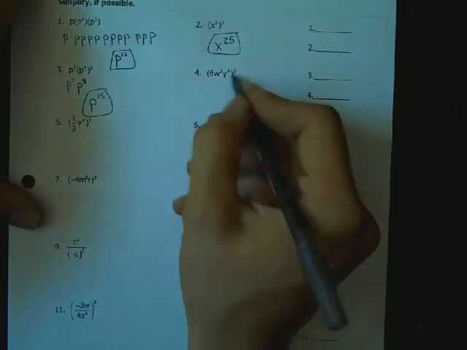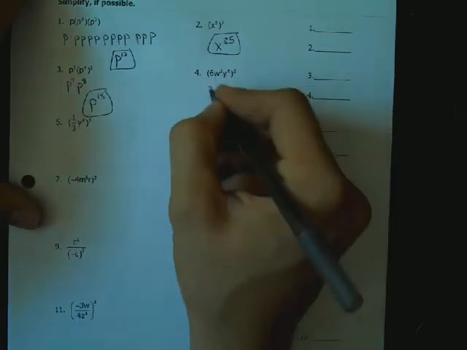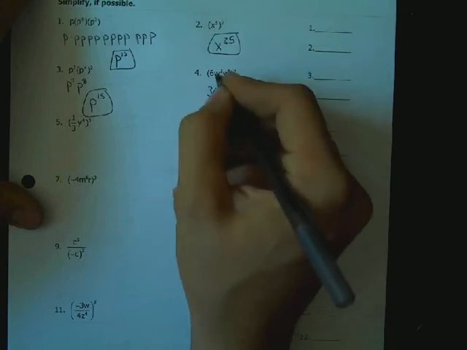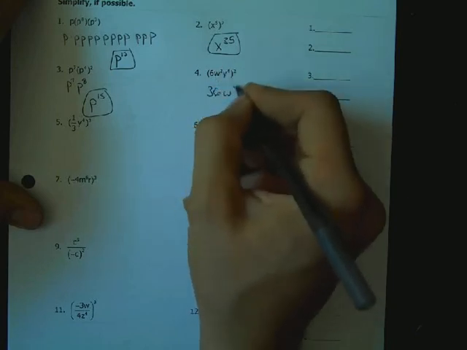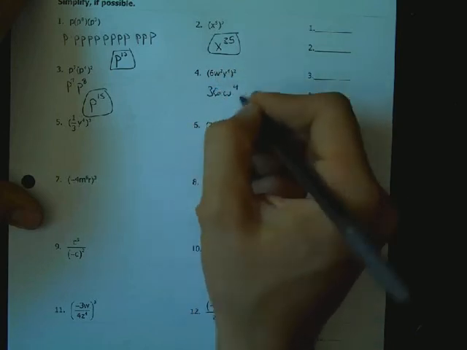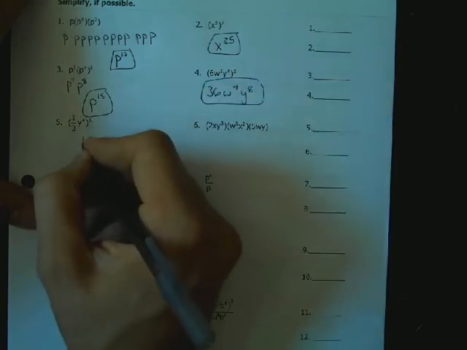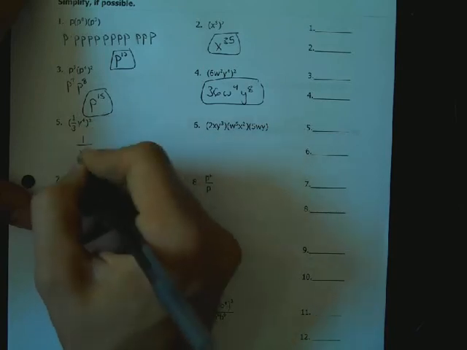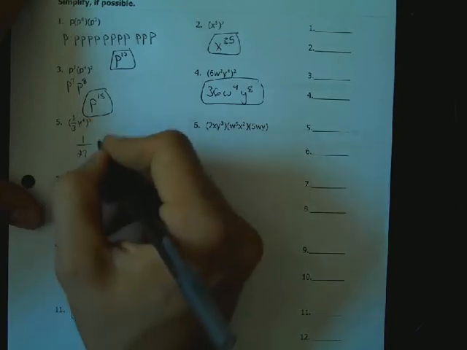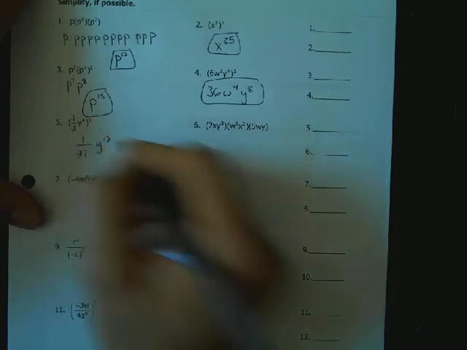This one, we're going to square everything. 6 squared is 36. If I've got w squared squared, it's going to give me w4. And then y to the 4th squared gives me y to the 8th. Next one, cubing everything on the inside of the parentheses. I have 1 cubed, which is 1, 3 cubed, which is 27, and then y to the 4th cubed, which is y to the 12th.